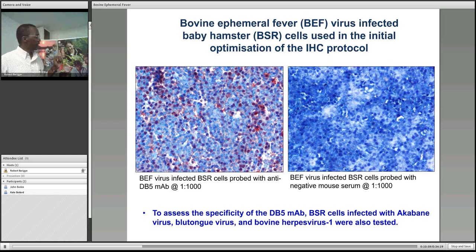And on this side, the same cells infected, but probed with negative mouse serum, and you don't see the same response. So to make sure that what we are seeing here is a BEF virus, we also had cells infected with non-related viruses, including bluetongue, Akabane, and so forth, and we also tested them, and indeed there was no positive reaction.